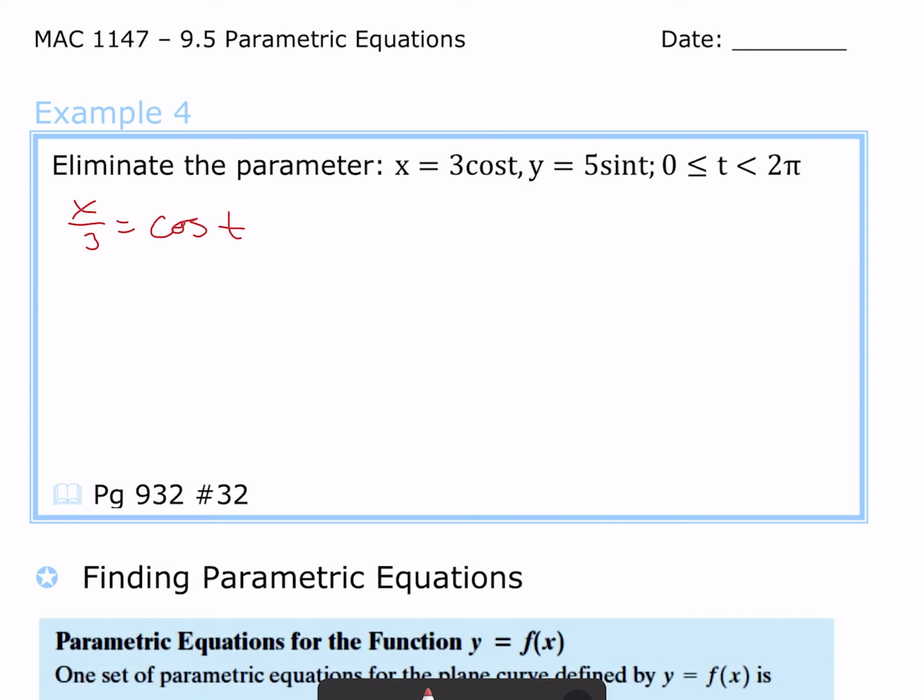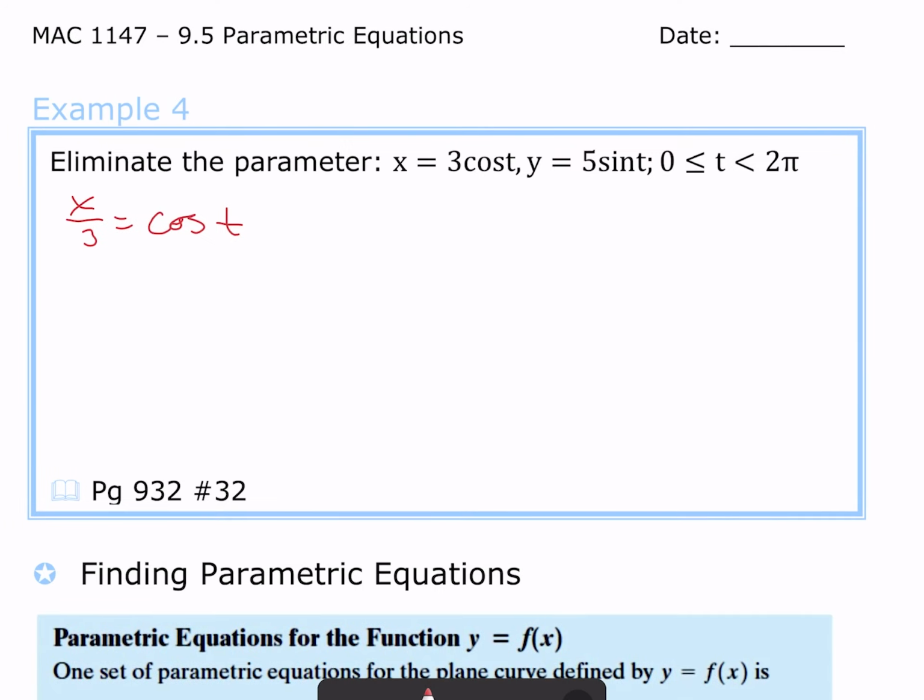And I'm going to take both sides of my y = equation and divide by 5. And then I'm going to recall that sine squared t, or theta, plus cosine squared t is equal to 1. That's the trigonometric Pythagorean identity.